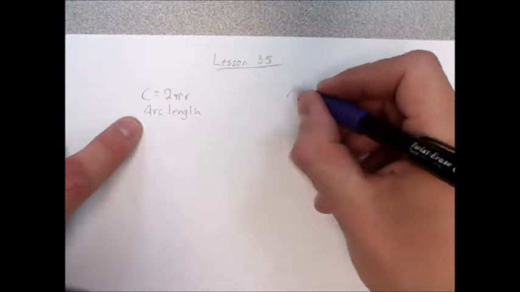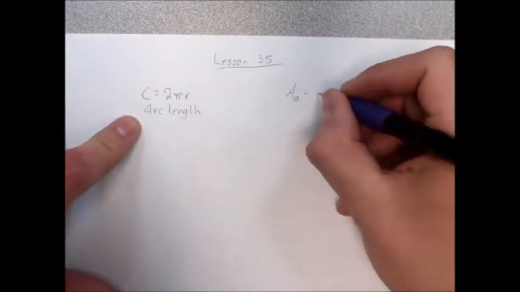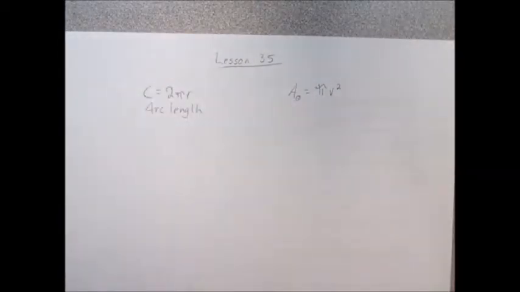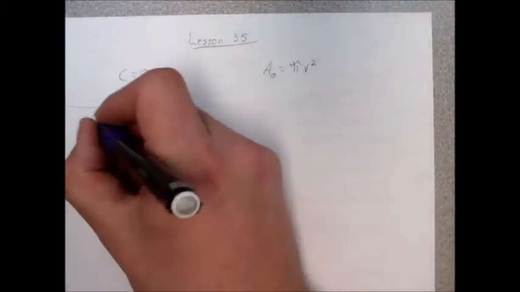For area of a circle, it will be pi r squared. Okay, these are on your formula sheets. You shouldn't need to put them in any special place because you already have them on a formula sheet, so you're good. So here's the formula specifically for arc length.